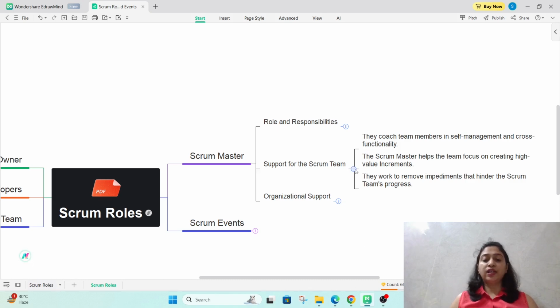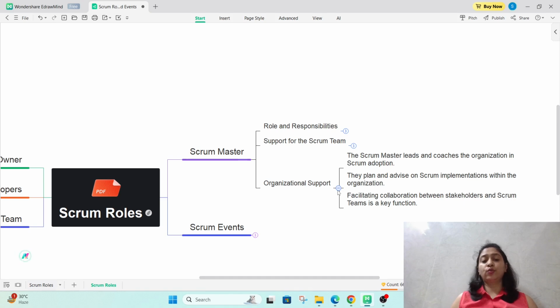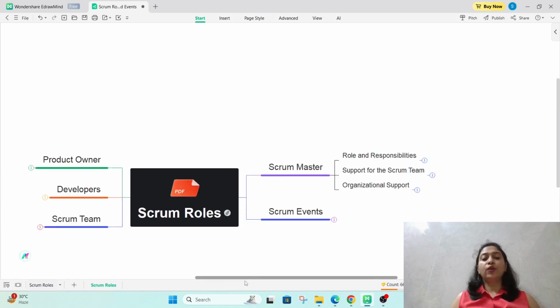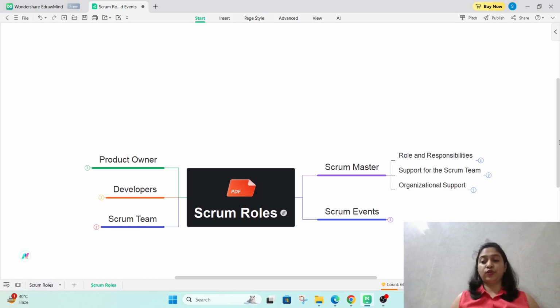Let's go ahead and see the organizational support from the Scrum Master. The Scrum Master leads and coaches the organization in Scrum adoption. They plan and advise on Scrum implementation within the organization. Facilitating collaboration between stakeholders and Scrum teams is a key function. Okay, so we have seen their own role and responsibilities, then support for the Scrum team and organizational support in terms of the Scrum Master role.